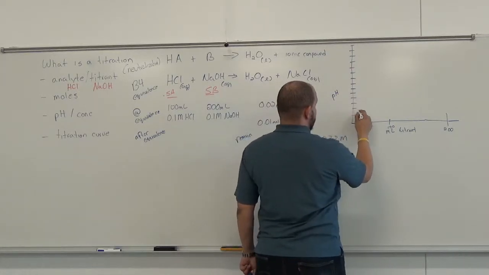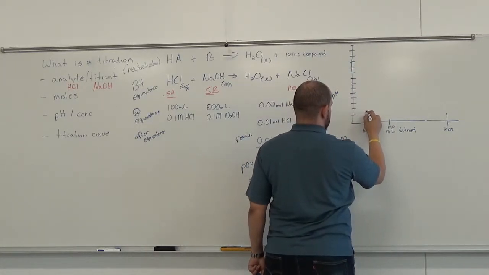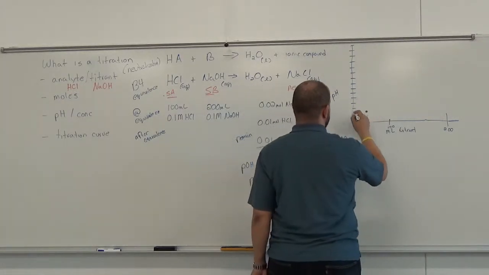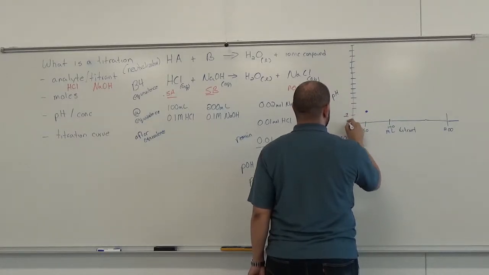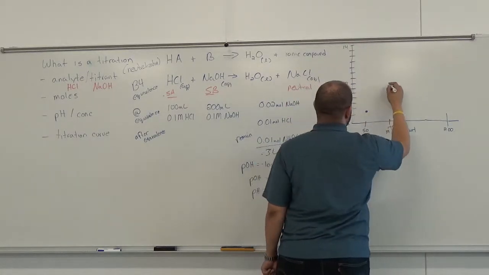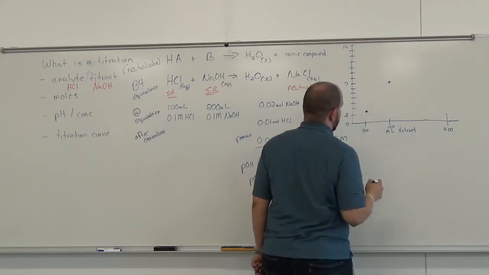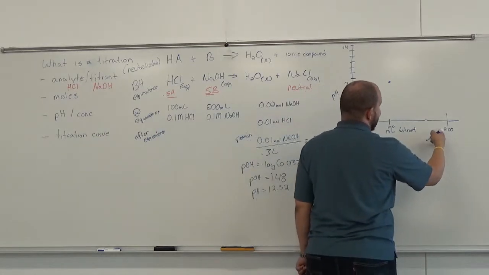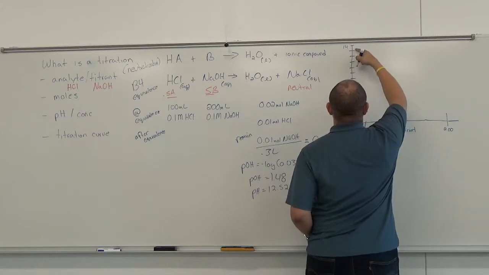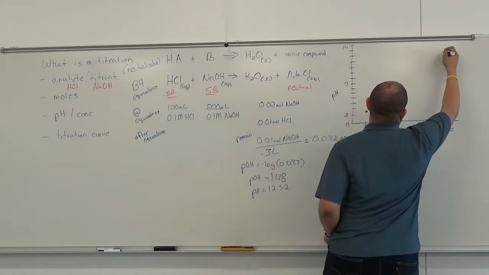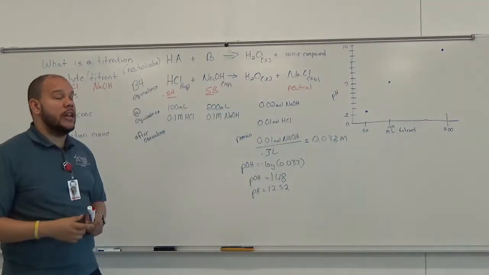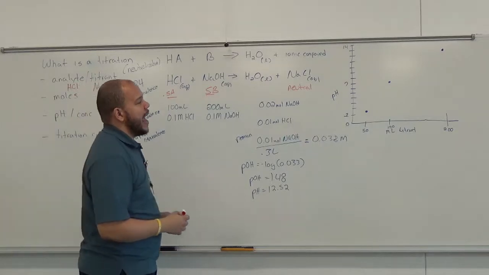It was about 1.5 at 50 milliliters. And then at the equivalence point, we said that it was 7. So we got 1, 2, 3, 4, 5, 6, 7, 14. At 7, it was here. And then at 200, we see that it's 12.52. So 11, 12, 13, 14. So 12.52, roughly about here. So if we looked at the points on the titration curve, we see that we have 3 points.